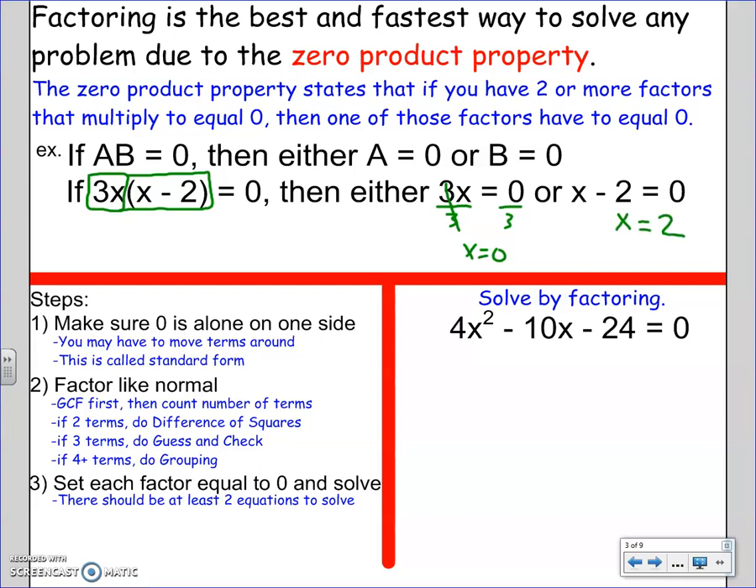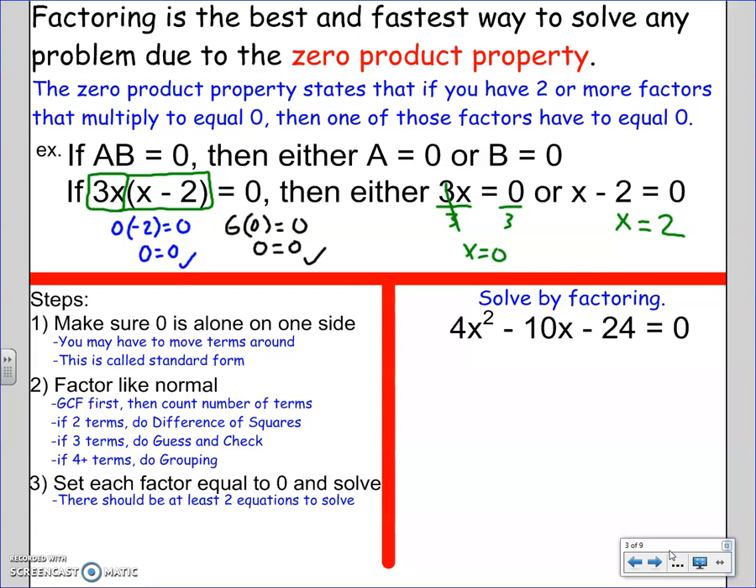If I plug either of those in, you'll see that it'll be 0 equals 0. So when I plug in 0, 3 times 0 is 0. 0 minus 2 is -2. That's what equals 0. Well, 0 times -2 is 0. 0 equals 0, that's true. So I solved that. If I try the other one, positive 2, 3 times positive 2 is 6. Parentheses 2 minus 2 is 0. So it's 6 times 0, which is 0. 0 equals 0. That's true. So we found the two answers. So it's really easy. It's a single multiplication problem that's equal to 0.